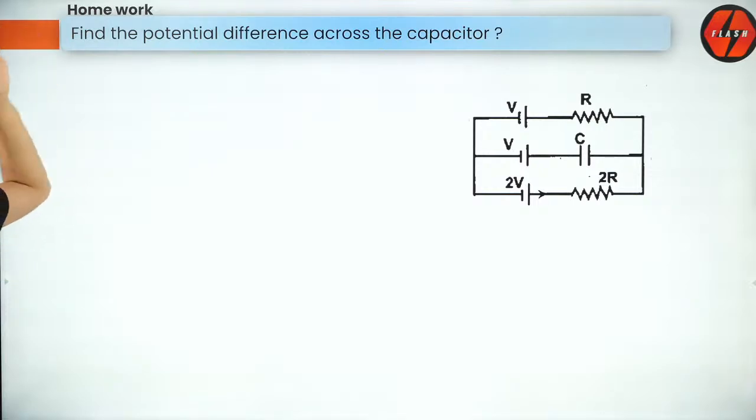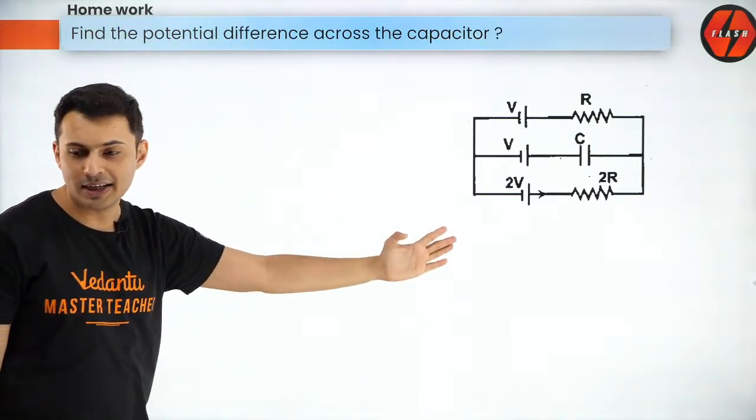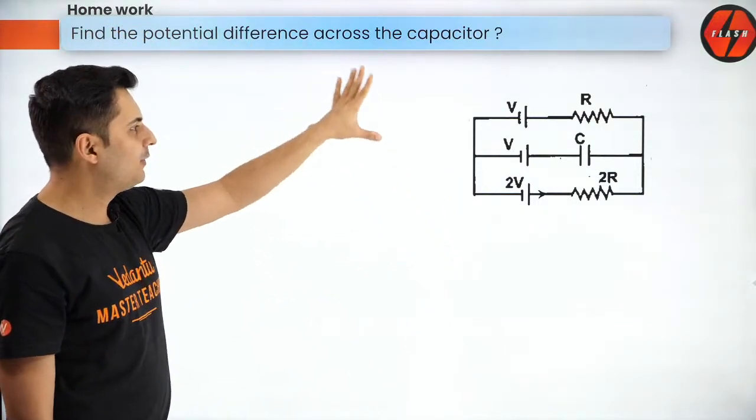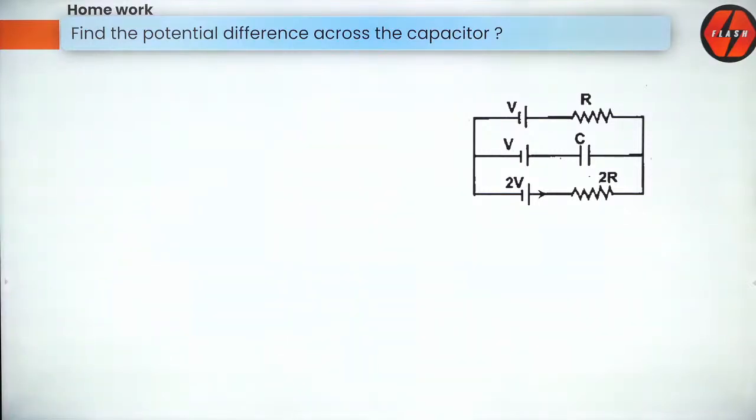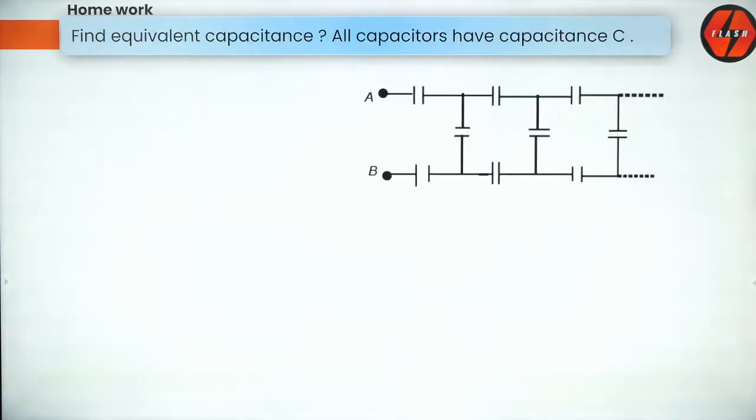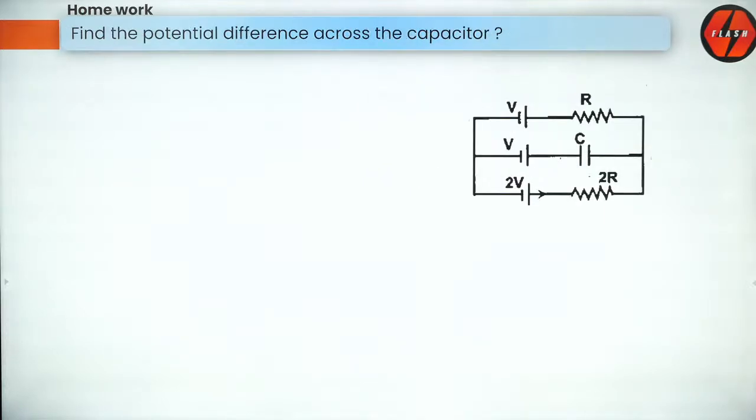And these are your homework problems for today. This is first question. You can take a screenshot of the question, potential difference across the capacitor. You can do it very easily. Alright, this is your first question. And remember, I had told you about the infinite capacitors. So that's your second question. These are your 2 questions for homework guys. You can take a screenshot of this as well. And this was your previous question.